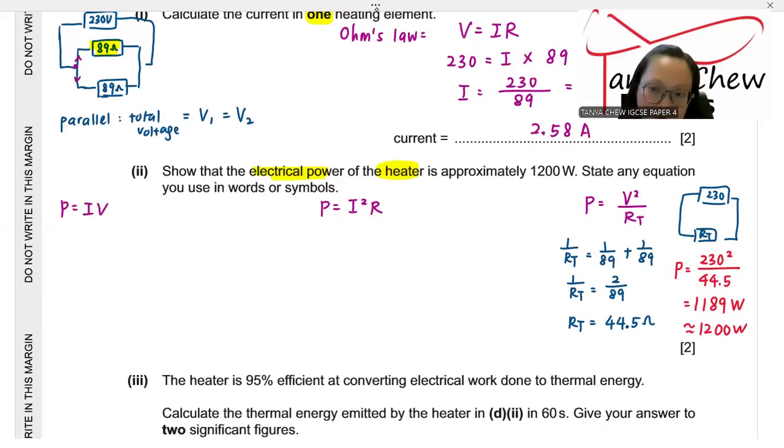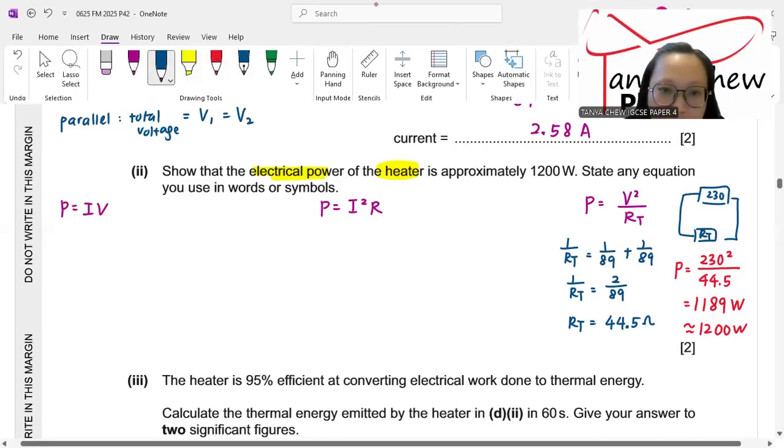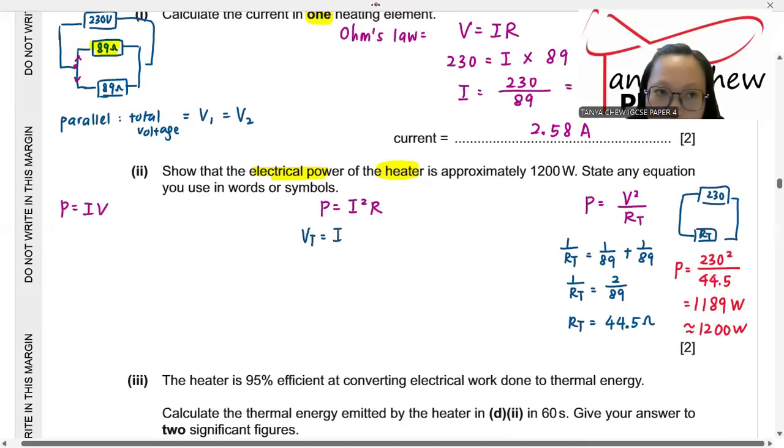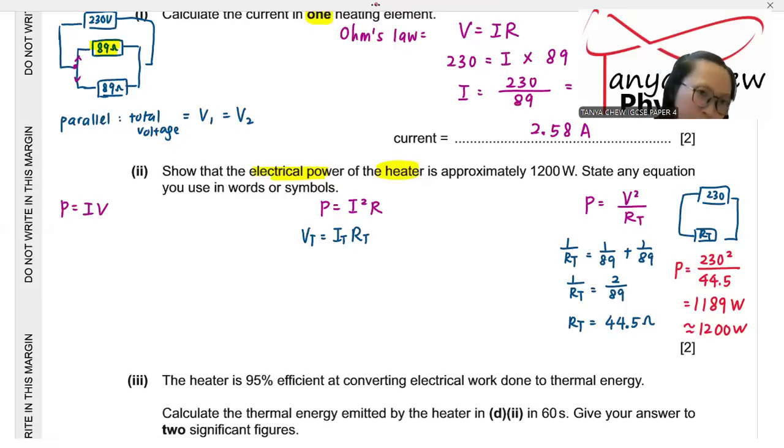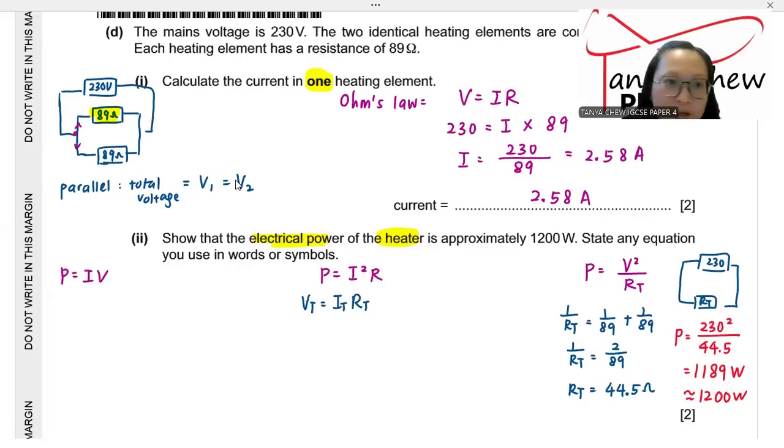What if you use I squared R? I will also do it simply. I'm going to use V total is equal to I total times R total. Since I already found the R total here, why not just use it? Or else you have to think using this one. I is 2.58 ampere. So this current splits into two equal currents because the two resistances of the heating elements are the same. So this is 2.58 as well.